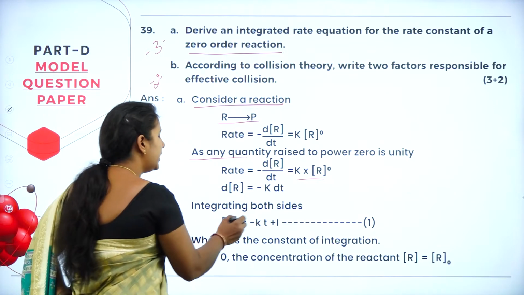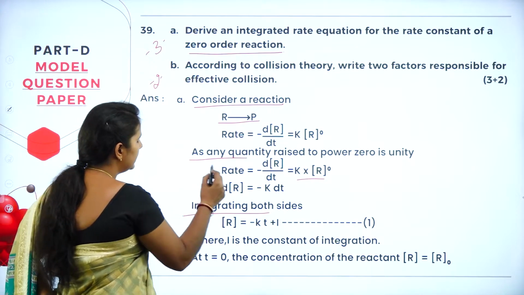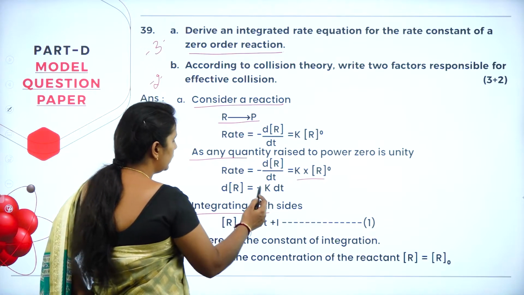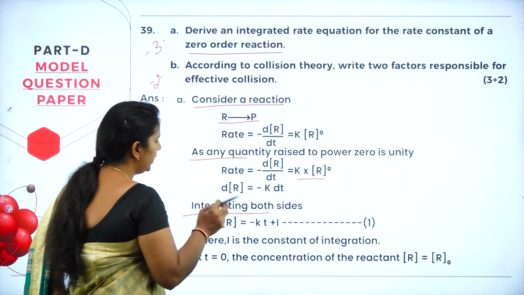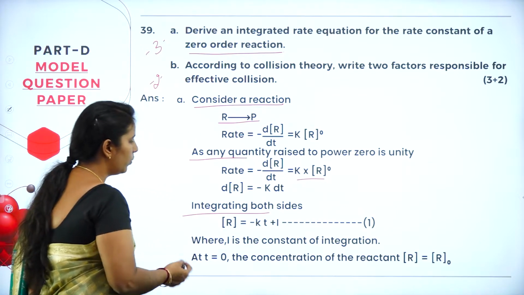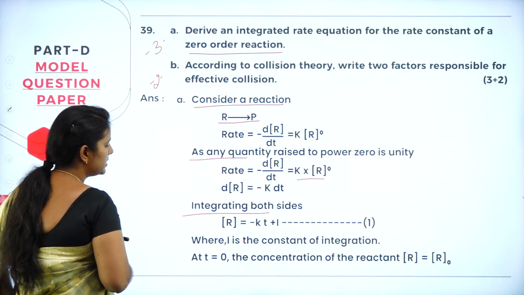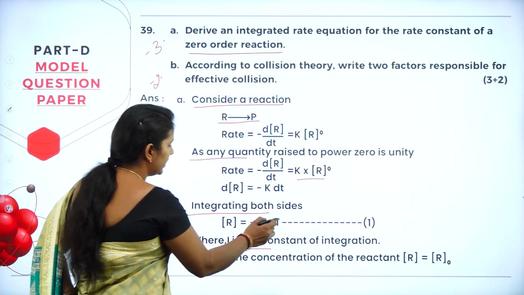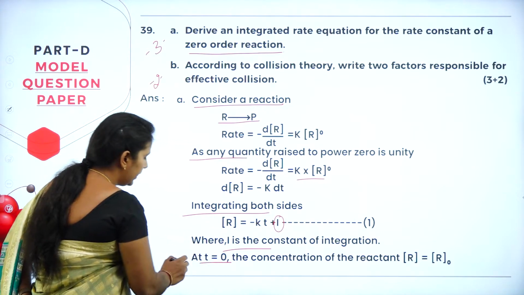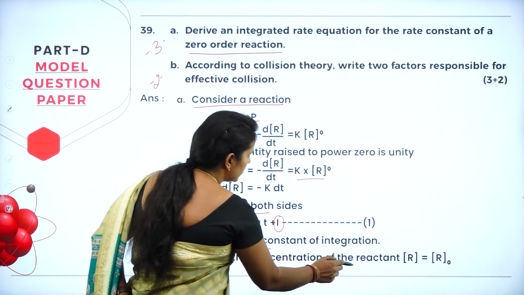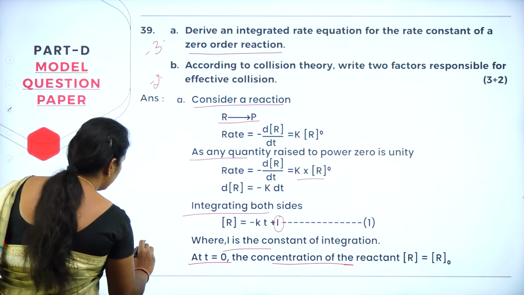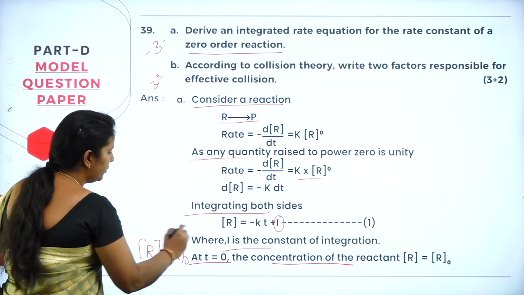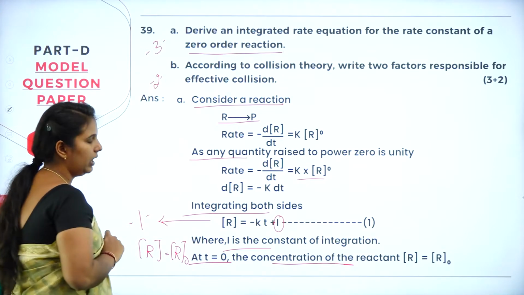Now integrate on both sides. You will get the integration of d[R], which is the concentration of R, equal to the integration of minus k dt, which is nothing but minus kt plus I. Here I is a constant of integration, and when t is 0, the concentration of the reactant is always equal to R naught. Up to here, if you write properly, you will get 1 mark.